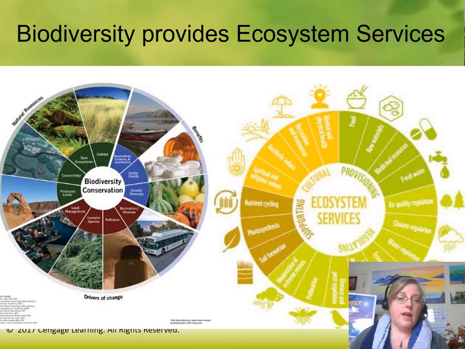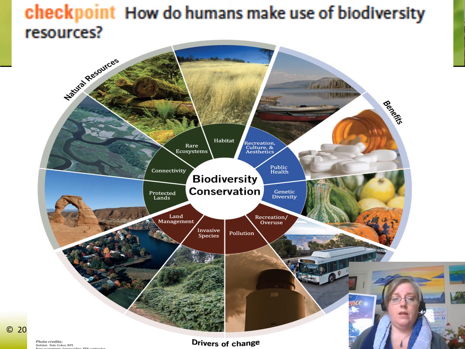Here's another way to look at it. This is hard to read, but these are the same four: the supporting, culture, provisioning, and regulating. These are the same four that were just up in the top of the tree, and it goes over the details. I was trying to make this clearer for you. But when they ask you to show and list some of each one, that's this graphic that you're going to be using. And so, how do humans make use of biodiversity resources?